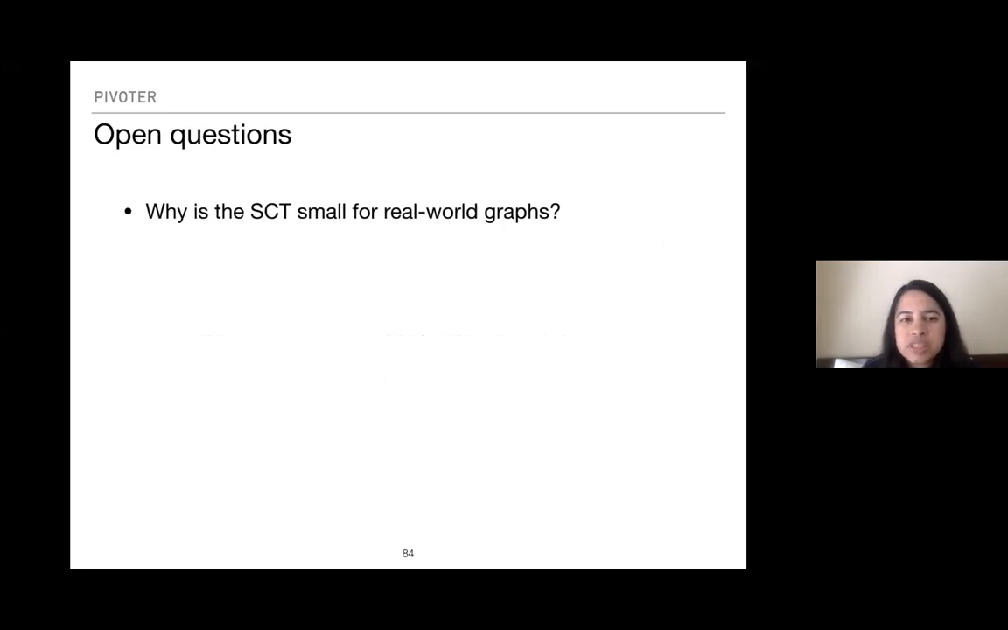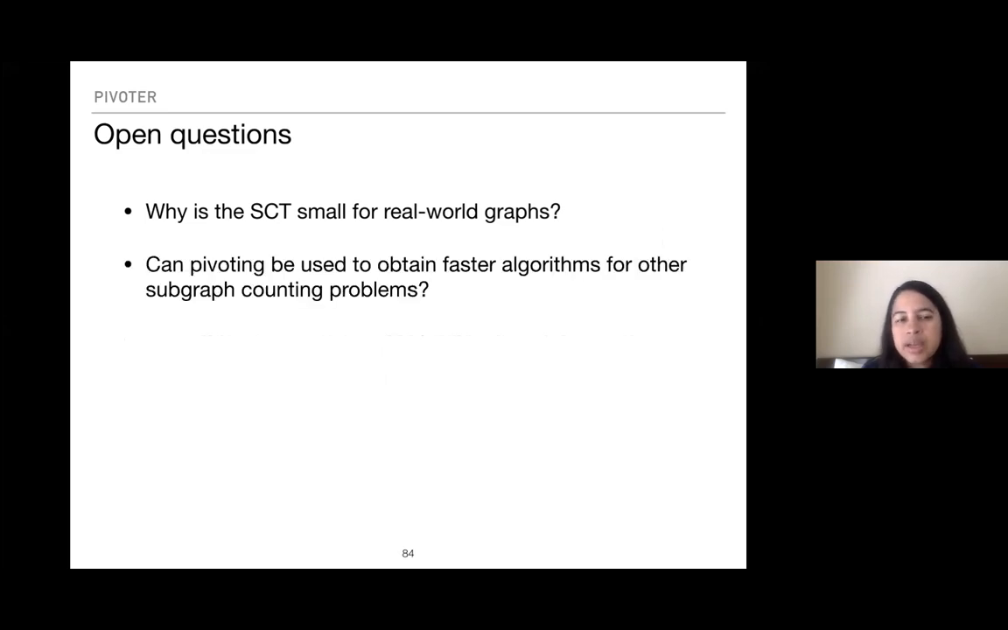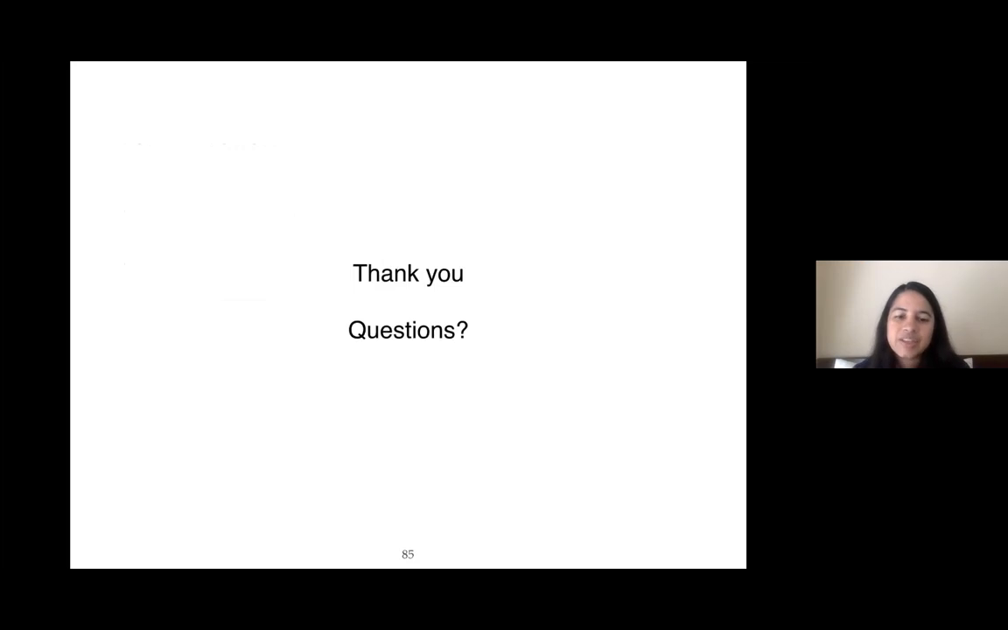One of the open questions, as I had mentioned, is what is the structure of real-world graphs that is leading to the SCT being small? And whether pivoting can be used to obtain faster algorithms for other subgraph counting problems like counting bicliques or counting k-plexes and so on. That's it. Thank you.